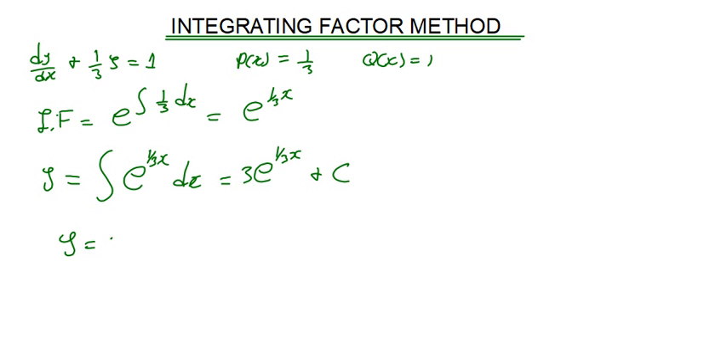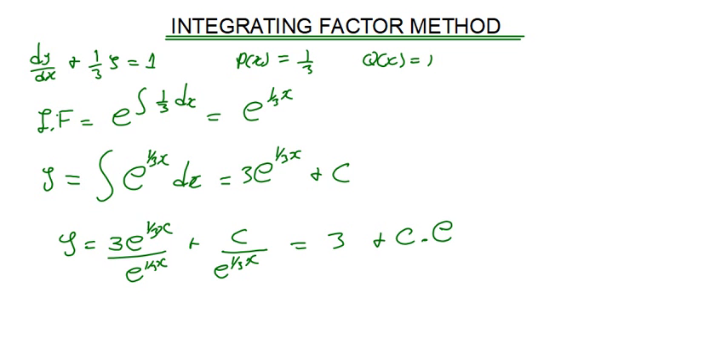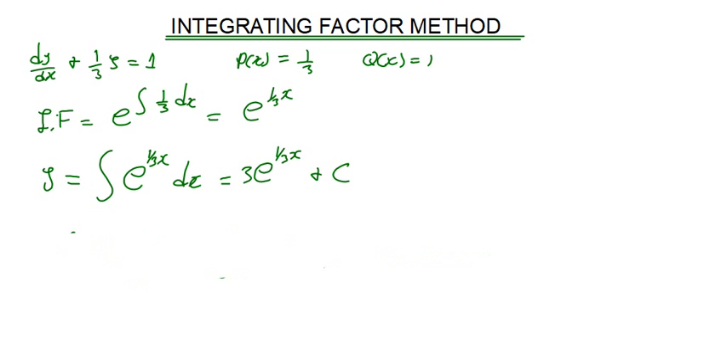So I'm going to say it's 3e^(1/3 x) divided by e^(1/3 x), plus c divided by e^(1/3 x), like that. That just ends up to be 3 plus, I can say, c multiplied by e to the negative 1/3 x, or I can leave it on the denominator, which is still okay. So that's what I get right there. Okay, let's try to look at another example.